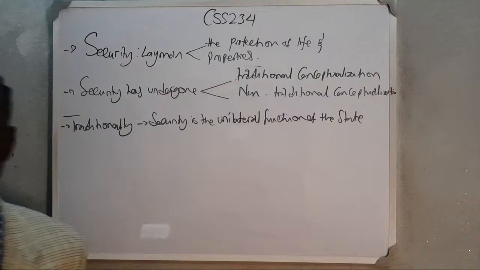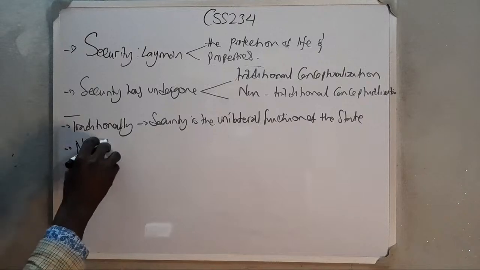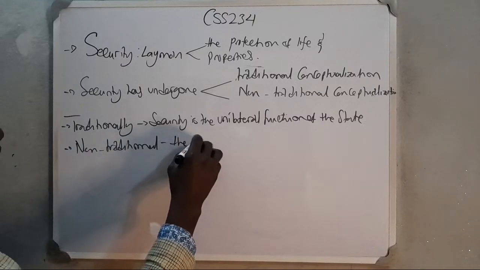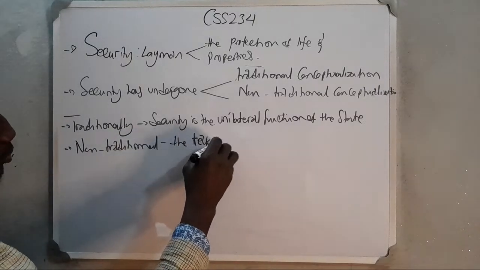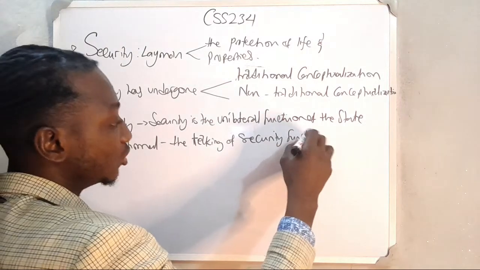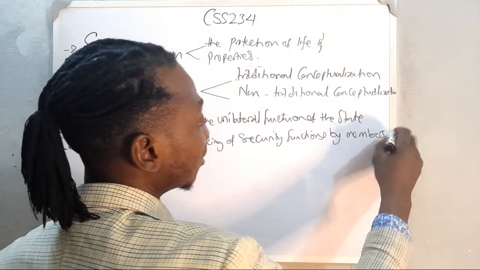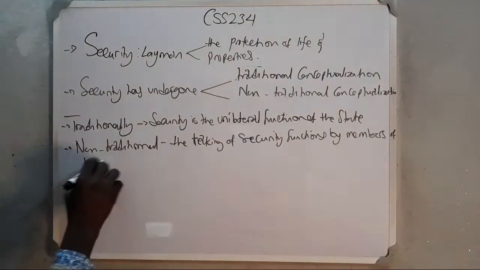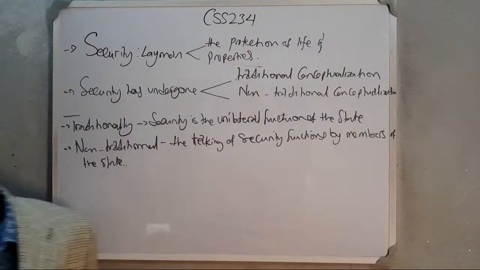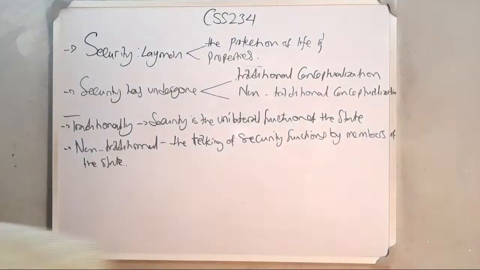Now, there are basically types of security. So let's take non-traditional: the taking up of security functions by members of the state. So it could be individual, it could be group, or what have you. Okay, so we have that as that.